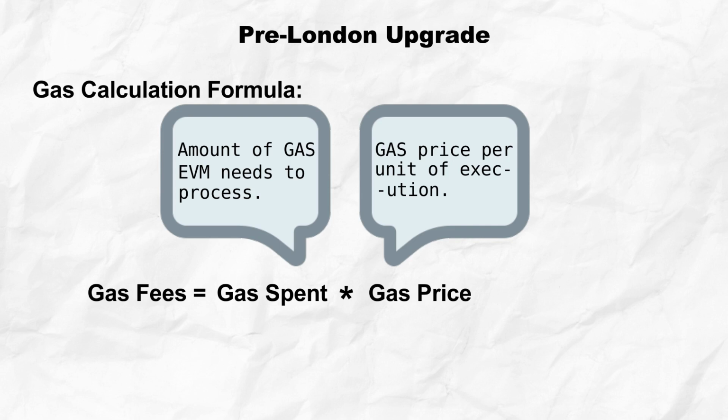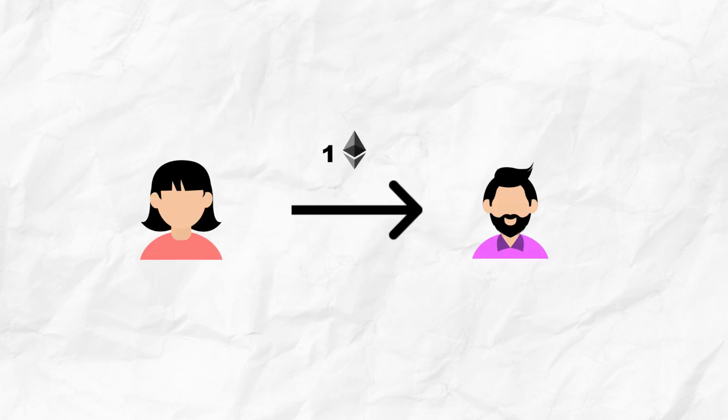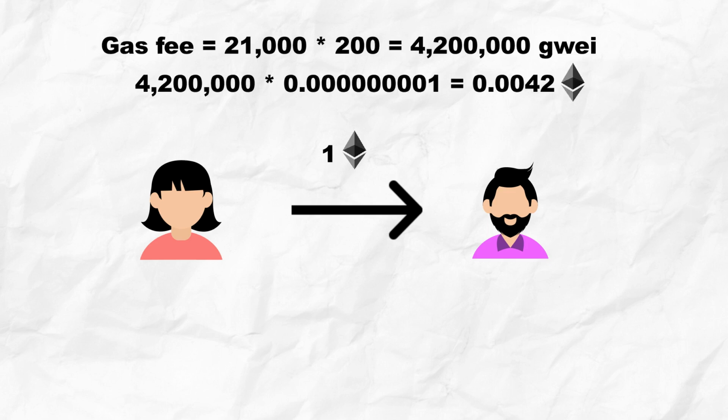This transaction costs 21,000 gas units. When Sarah sends 1 ether to Alex, assuming 200 GWei as the gas price per unit of execution, gas fees would be 21,000 multiplied by 200 GWei, which is equal to 4.2 million GWei, or 0.0042 ether. You might be wondering how the gas price is set to 200 GWei.